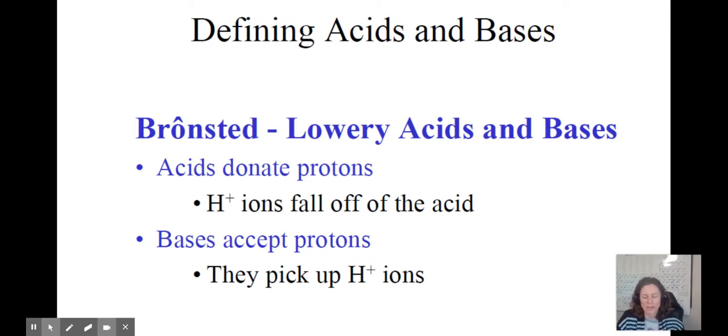And so that's why they ask, what's the Bronsted-Lowry acid? What's the Bronsted-Lowry base? That's what they're doing. They're asking you for the acid or the base based on their definition. Acids are going to donate protons. That means the H+ is going to fall off, and bases are going to pick them right back up.